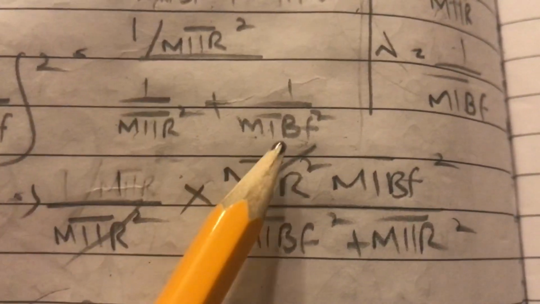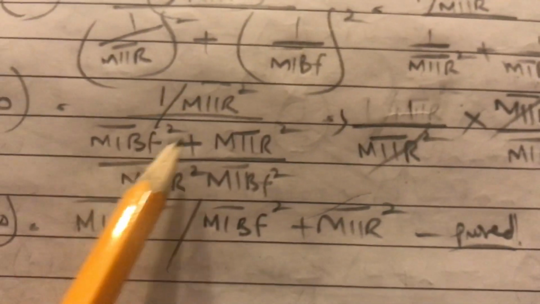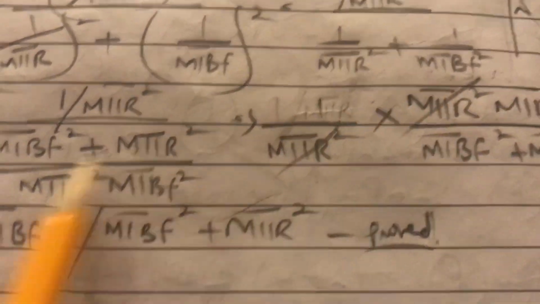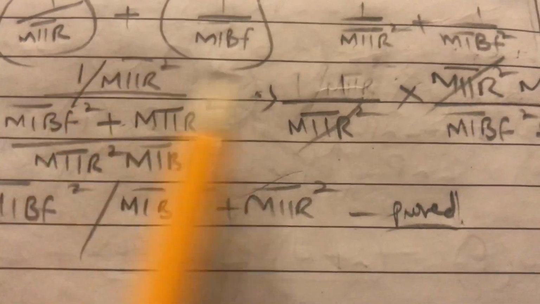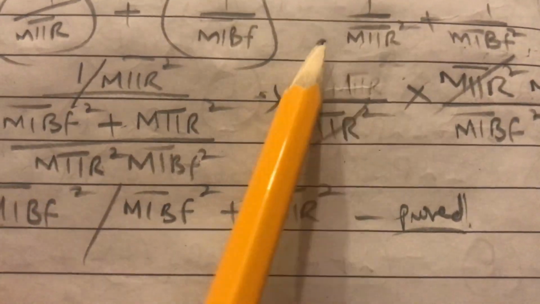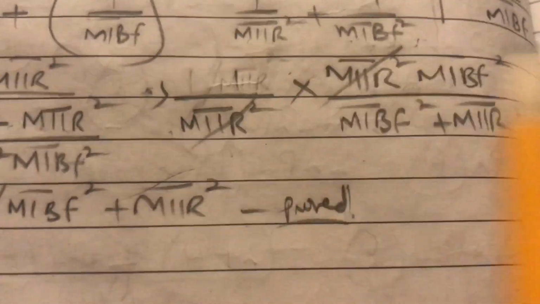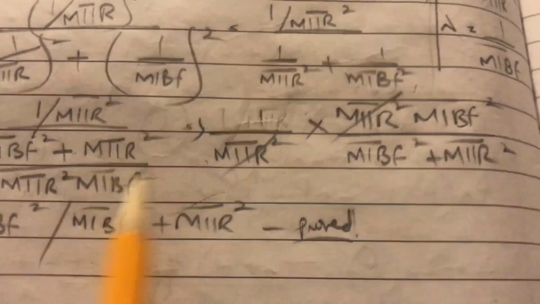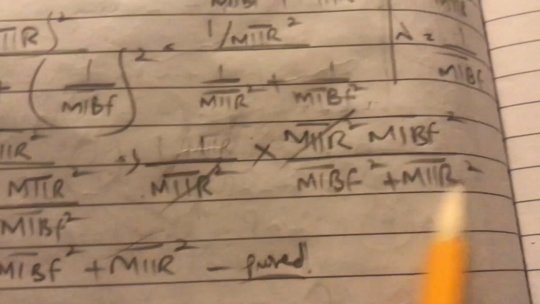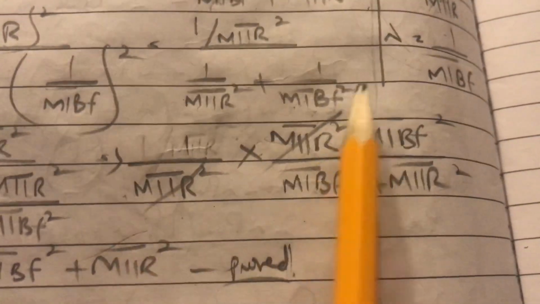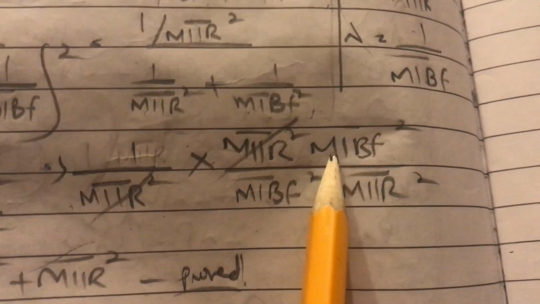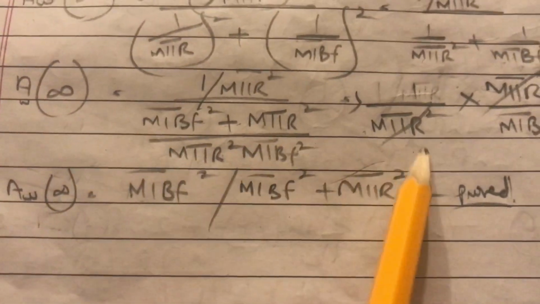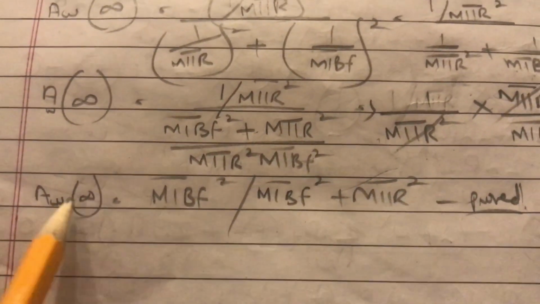See, when it's solved out, we are taking the LCM, MTBF square plus MTTR square, and these things go in multiplication, and this thing goes up, it will invert, you know that, MTTR square into MTBF square, and this thing remains here. The MTTR square goes away, and what remains? MTBF square over MTBF square plus MTTR square. So this is the Aw to infinity.